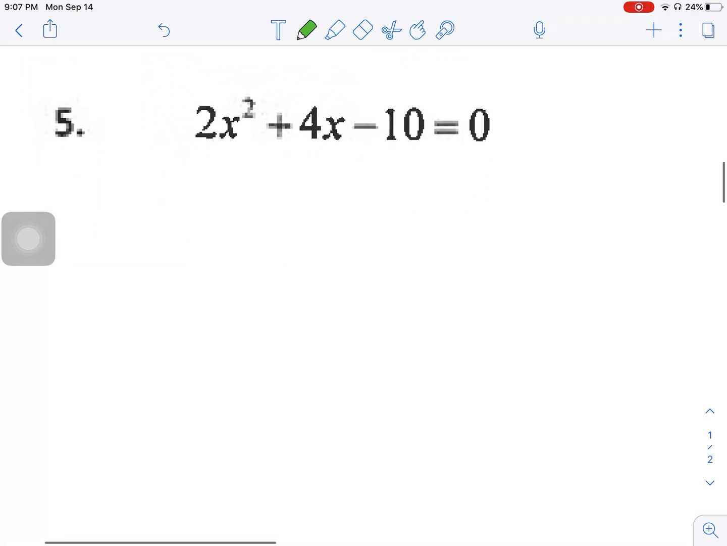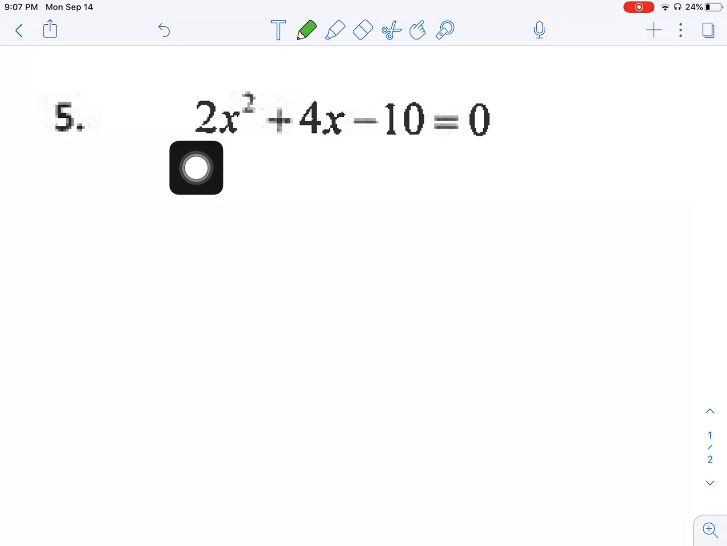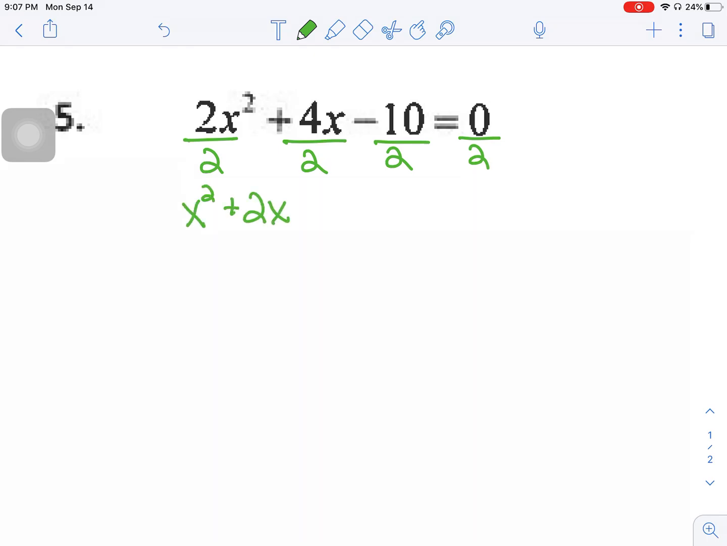So let's see. Problem number 5. Looks a little intimidating at first because we realize that, oh, look, we have a 2 here. That's something new. However, what I'd like you to recognize is that you have 2, you have 4, and you have 10. And last time I checked, I can divide each one of these by 2. Perfectly legal in math, right?